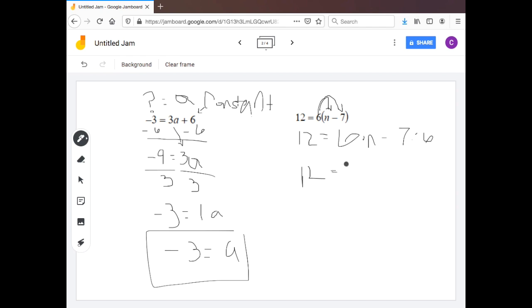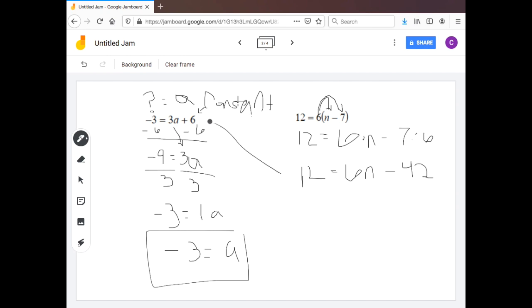equals 6n minus 7 times a negative 7 times 6 is going to be a negative 42. Right? Now that you have this, you do the same thing that we did here.